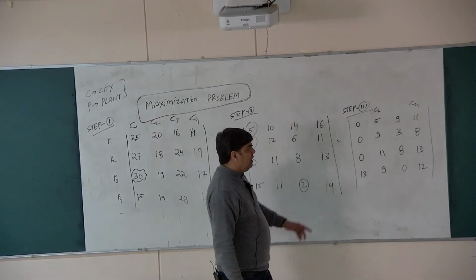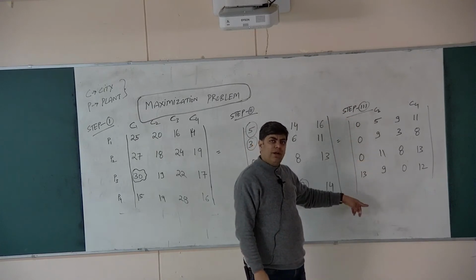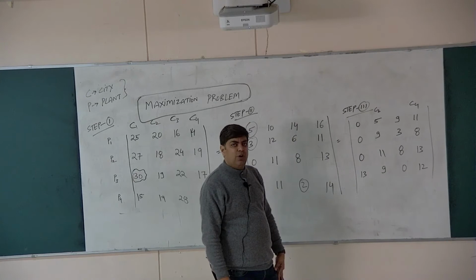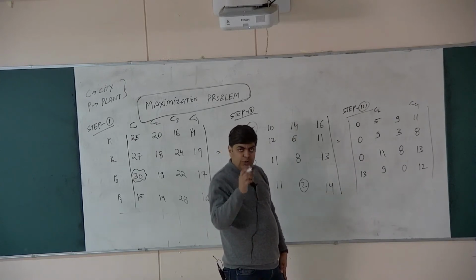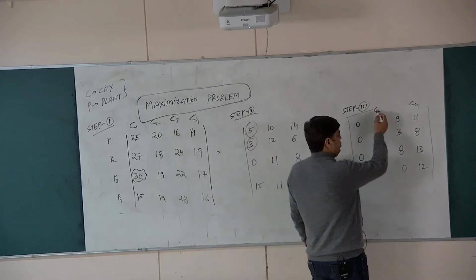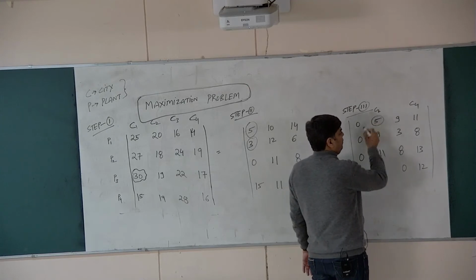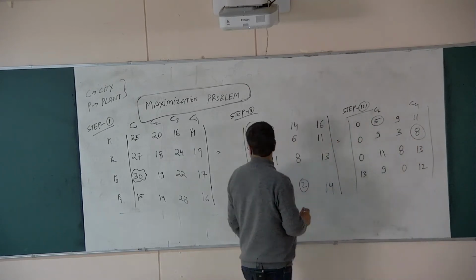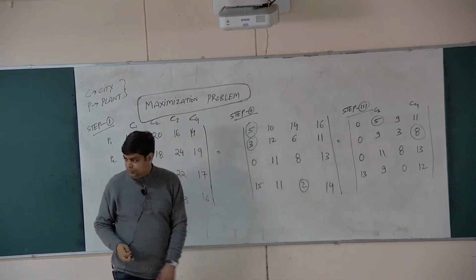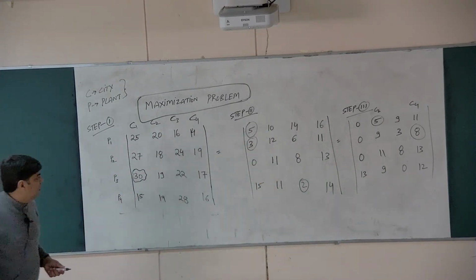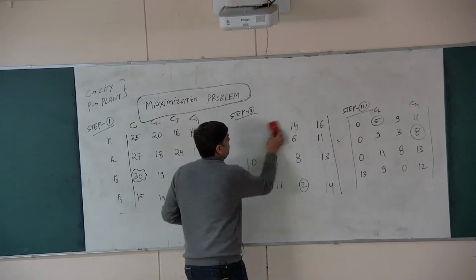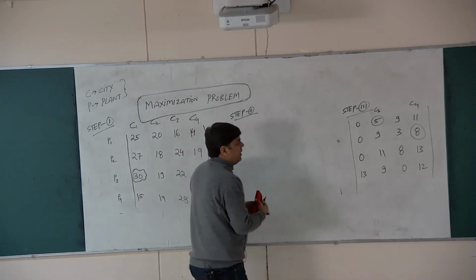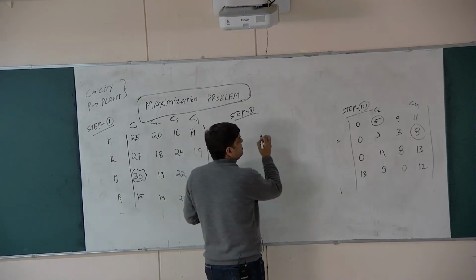So what I will do, I will select the minimum element value of that particular column and then subtract the corresponding elements of that particular column so as to obtain 0 in that particular column. So C2 is 5 and C4 is 8. So I will get the new matrix. I will write a new matrix, that is step 4.